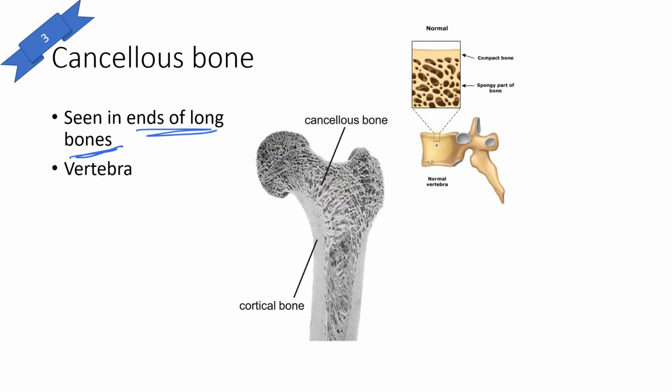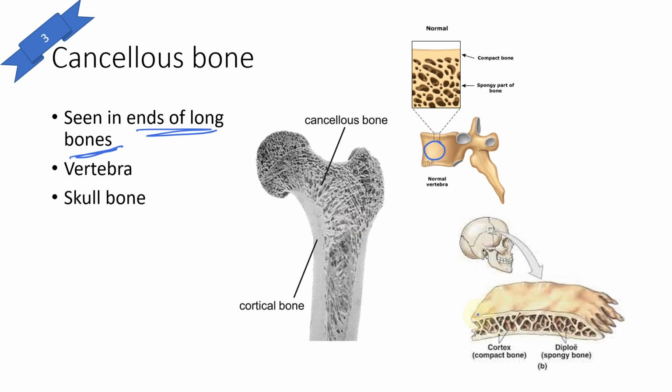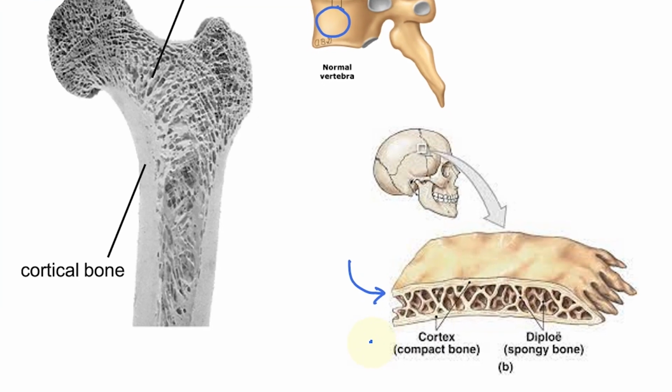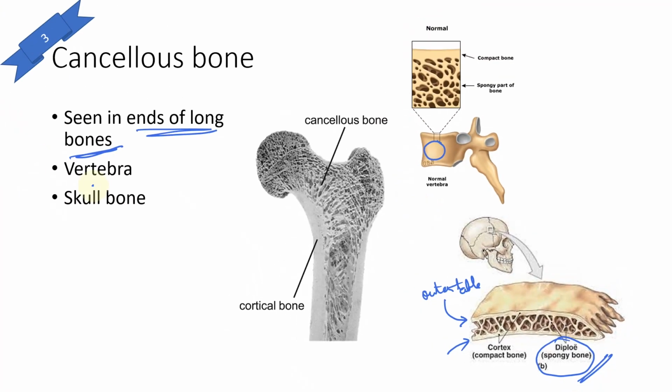Another location that you need to know is the vertebral body. And another site is the skull bone. This is a skull bone plate, and you can see that there is outer cortical bone. This is inner cortical bone, and these are called as outer table and inner table. So between the outer table and the inner table, you have diploic spaces. This is called diploic spaces, and that is spongy bone. So these are three clinically important sites where you have cancellous bones.